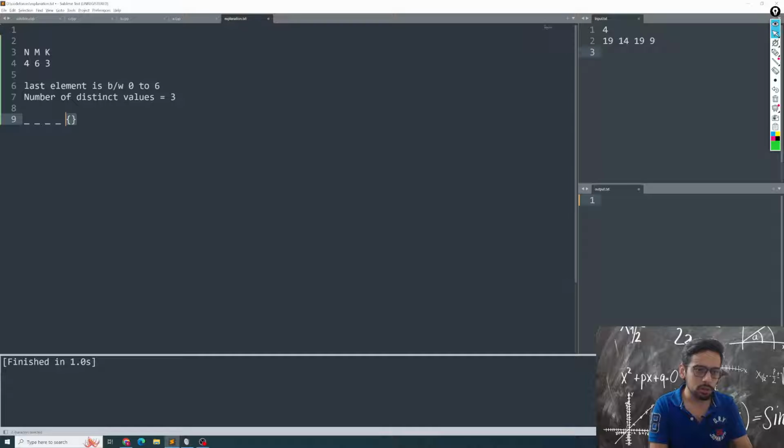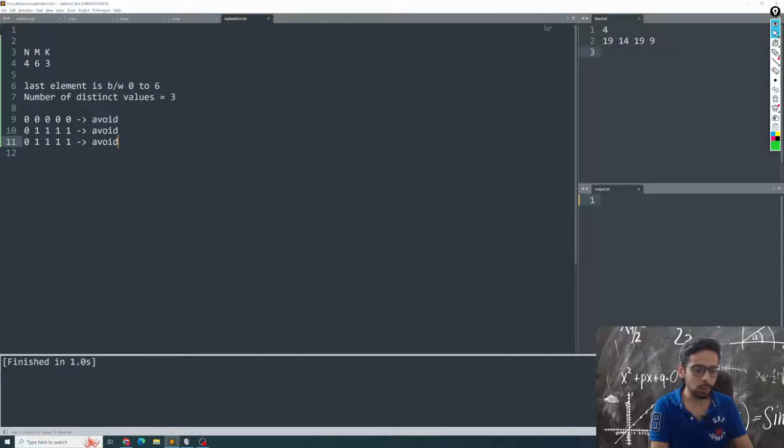What happens if I put 0 as the last element? This will be 0 mod 4, which is 0. This will be 0 mod 3, which is 0. So there is just one distinct value in this array. So this is something I will not select. Similarly, what if I put the last number as 1? This will be 1, this will be 1, 1 and 0. So this is also something I'll avoid.